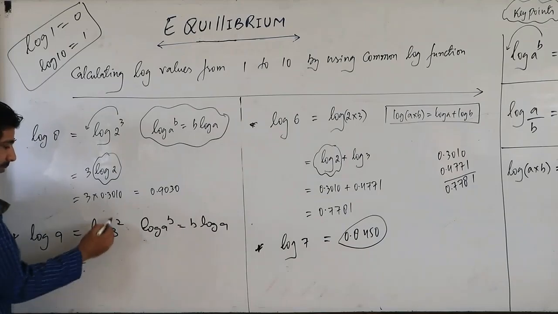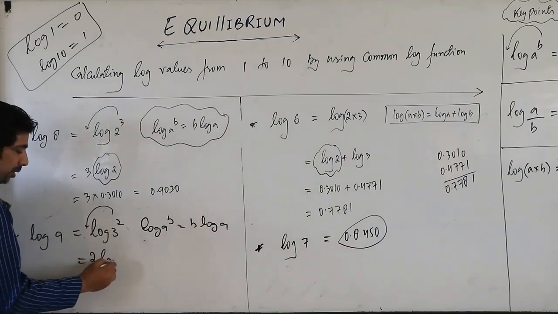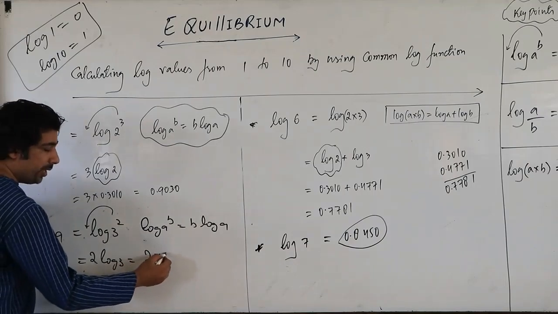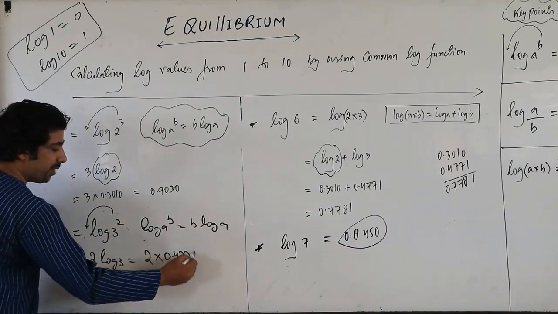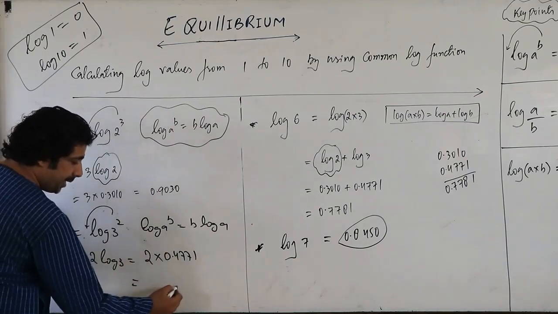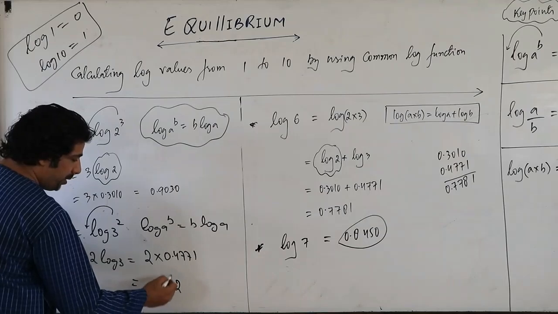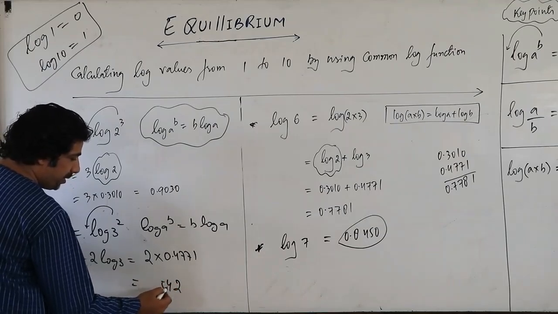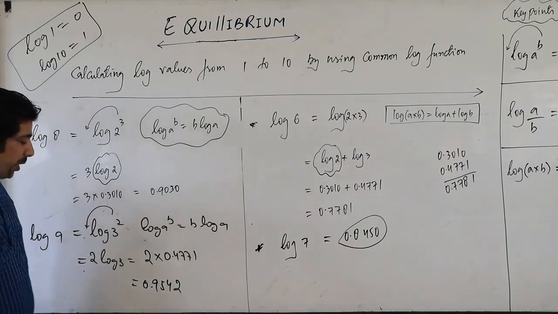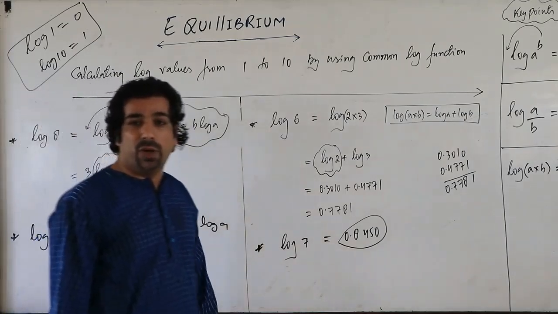Let's take this here, 2 log 3. That is 2 into log 3, we are already knowing. Log 3 is 0.4771. We are aware about this thing. So 2 times 0.4771 is 0.9542. So 0.9542 is the value of log 9.